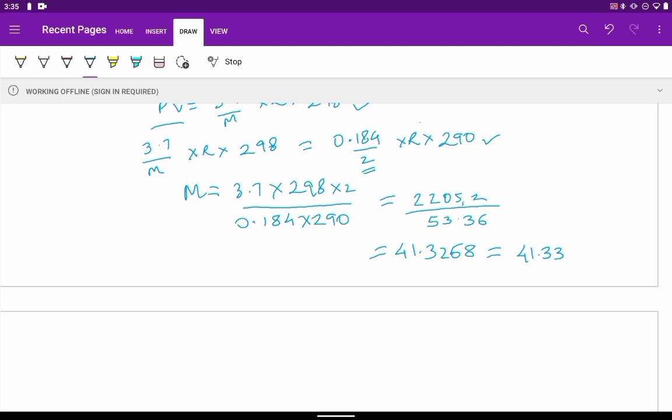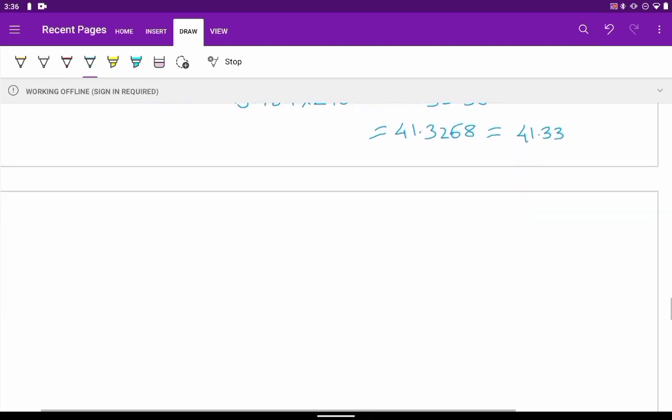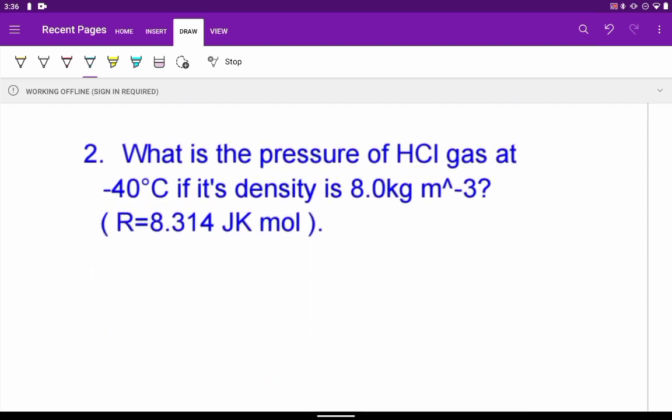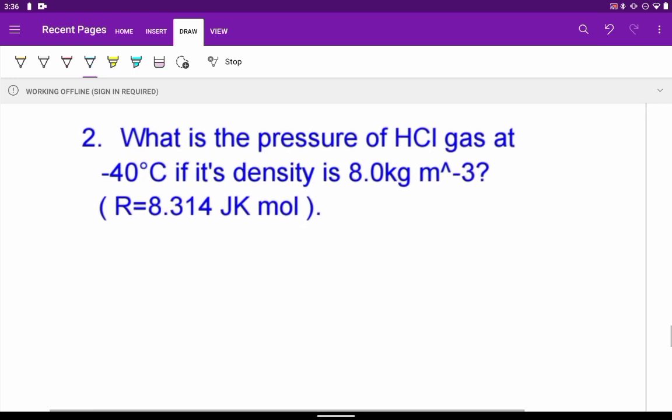So here the molecular mass of the gas will be 41.33. So this is the way of calculating. After doing this numerical, I hope you have got a glimpse of how to arrive at the answers. Now one more numerical, it's of a little different flavor.